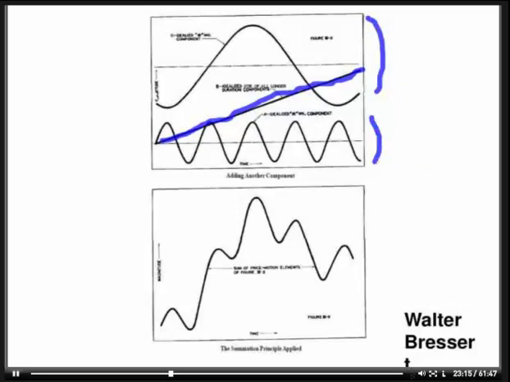So the next tool that we're going to look at that I think is really important is called the cycle composite. And this is where we actually take the large cycle and the small cycles and we sum them, we add them together to get a composite forecast. And this is what you see when you take the large cycle data and the small cycle data and combine them together. You get more of a waveform that looks like what the market's actually doing.